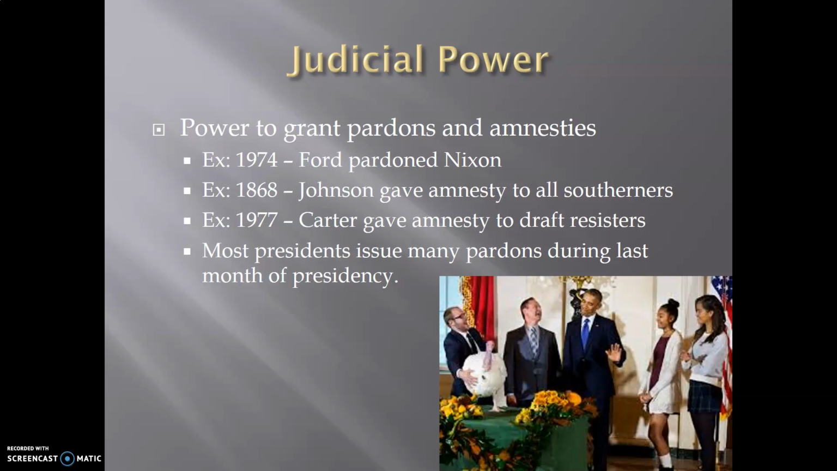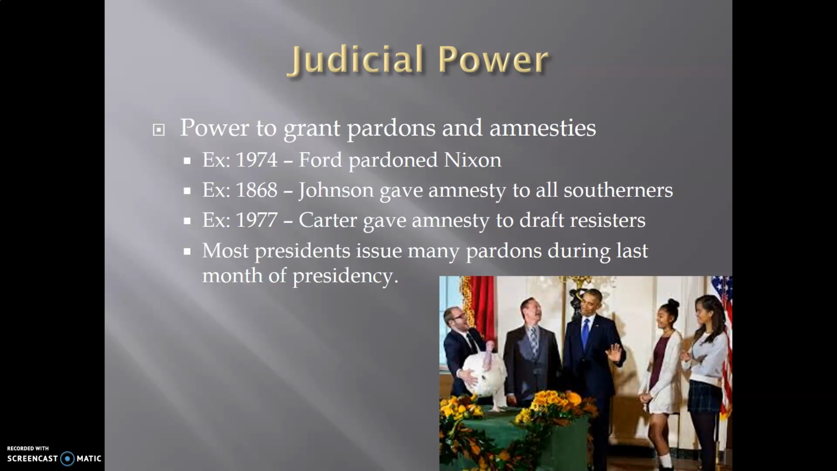In 1977, if you remember, in 1975 the Vietnam War ended, and there were all these people who fled to Canada or were in hiding because they got drafted and they didn't want to go. In 1977, Jimmy Carter pardoned all draft resisters, so that was a blanket amnesty.